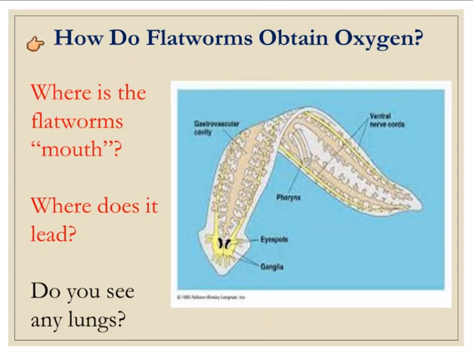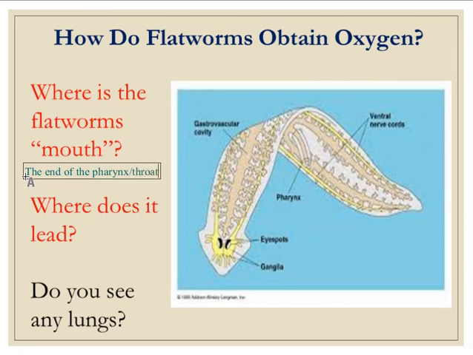Flatworms, by comparison, are a little bit more complicated. Where is the flatworm's mouth? Well, we talked about the parts of the flatworm when we talked about the digestive system. And part of the digestive system and the excretory system, and in this case, we're going to reference it here, is the pharynx. A pharynx is a fancy word for throat. The end of that would be the mouth. So it's technically the end of the pharynx or throat.